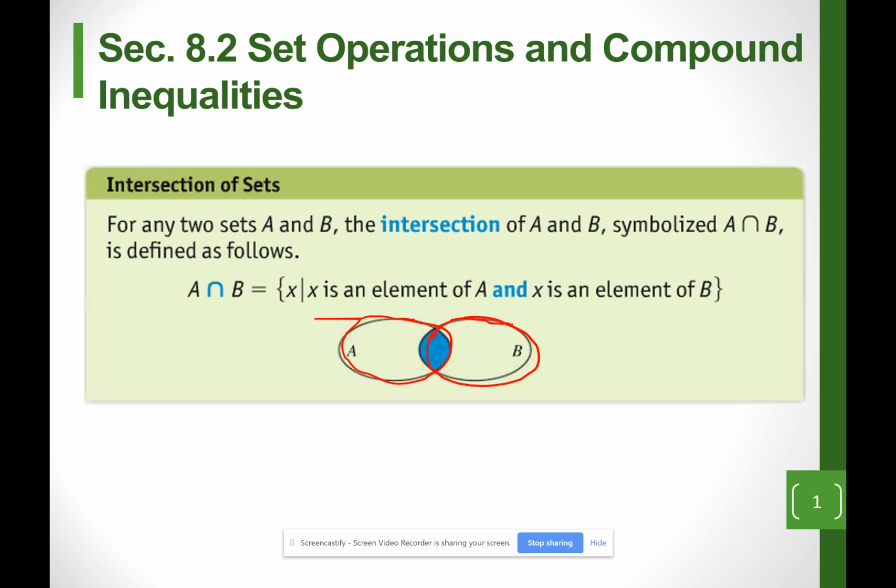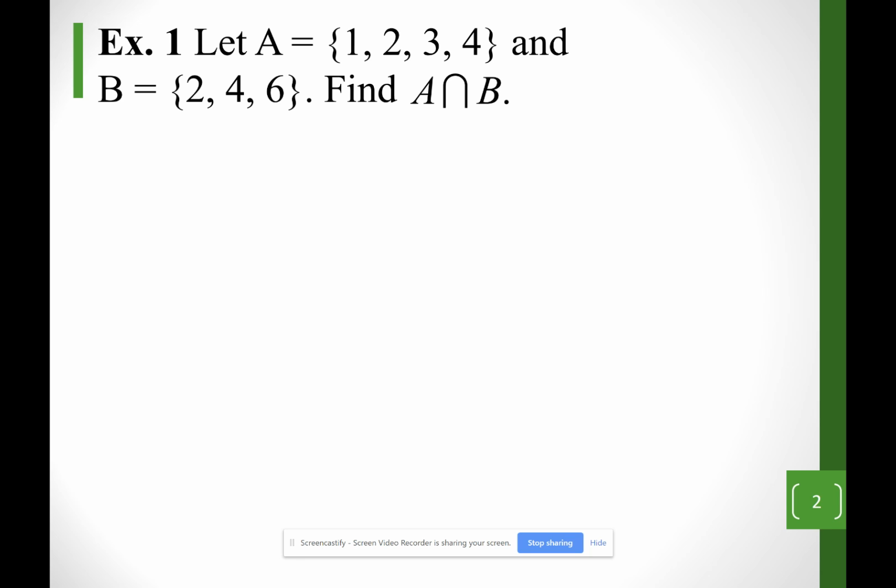However, there is a section, you see it, we shaded. It's a section that is shaded, it's used in both groups. That's what we call the intersection. The symbol we're going to use for intersection looks like a U upside down or an N. Let's take a look at this. Let A be the numbers 1, 2, 3, 4, and let B be the numbers 2, 4, 6. Now we want the intersection of A and B. Which numbers are in both sets? I'm going to say the number 2 and the number 4.